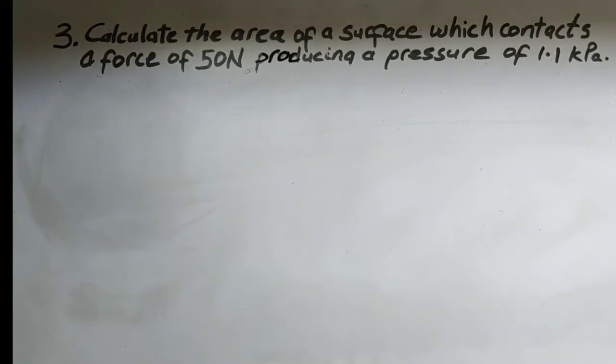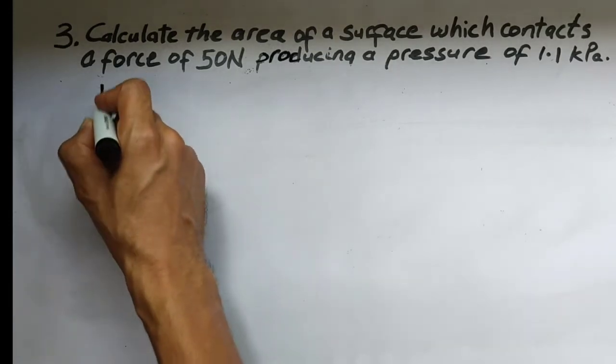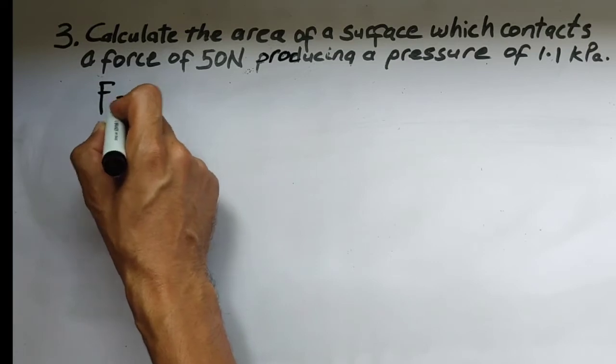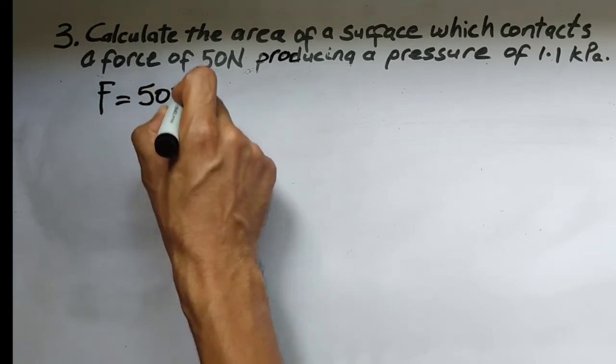Okay, so for this calculation, we are required to calculate the area of a surface which contacts a force of 50 newtons, that force producing a pressure of 1.1 kilopascal. So we'll first extract the data out of the question, and that gets us force as 50 newtons.